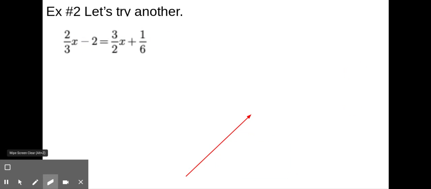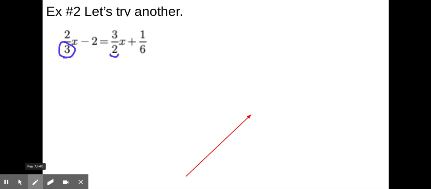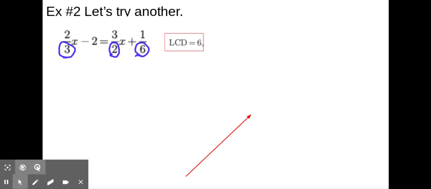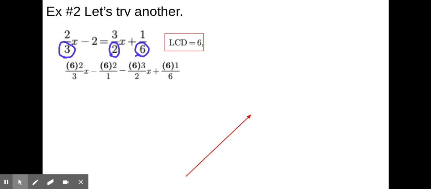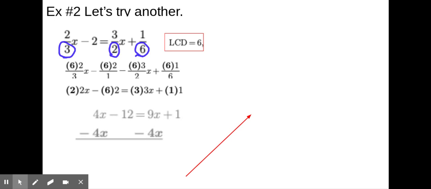On the next slide, we have three fractions. If you notice, the 2, the 3, and the 6 all divide into 6. If we multiplied them together, we would get 36, a much larger number, and there's really no reason for that. 6 works fine. So we're going to multiply each term by 6. It's our LCD. We're going to reduce the fractions, and then we're going to simplify by multiplying the result of the reduction and we get 4x minus 12 equals 9x plus 1.